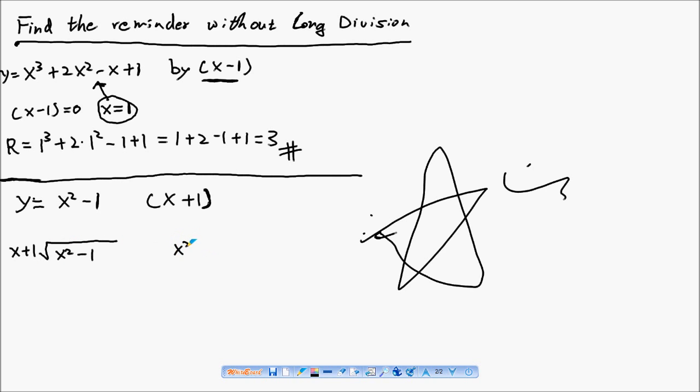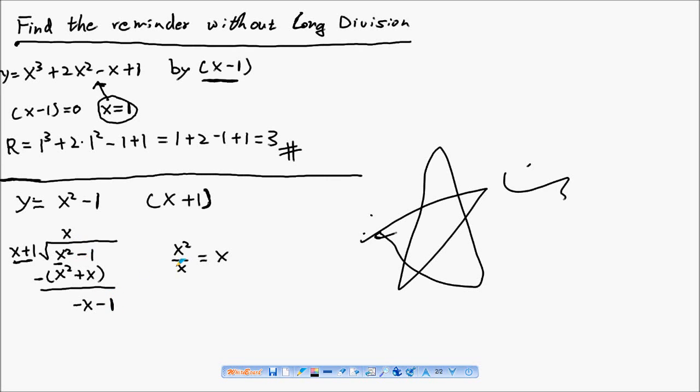For step 1, x square divided by x, we will have x. So I put down x here, and x times the factor gives x square plus x. And we subtract it, the top function minus the bottom function. I will have minus x and minus 1.